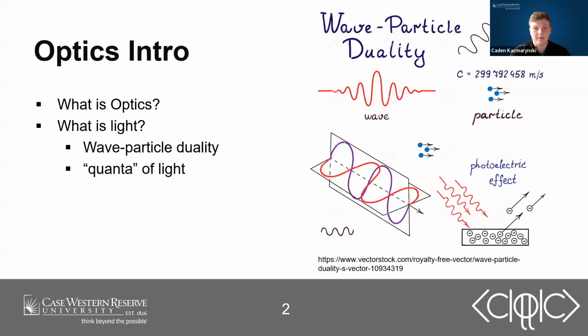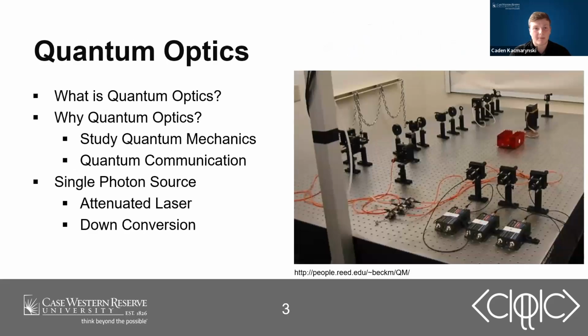So before we get into the details, what is optics, classical optics? Well, optics is the study of light, and we know that light can behave both as a wave and as a particle. And when we found out that light has particle-like behavior, they're really like little wave packets called quanta of light, which we now know as photons. So quantum optics is the study of those quanta of light, or photons.